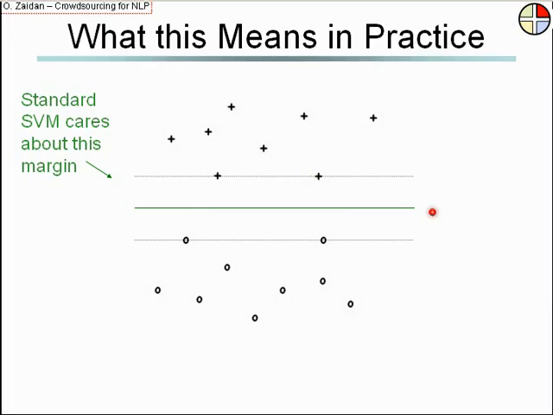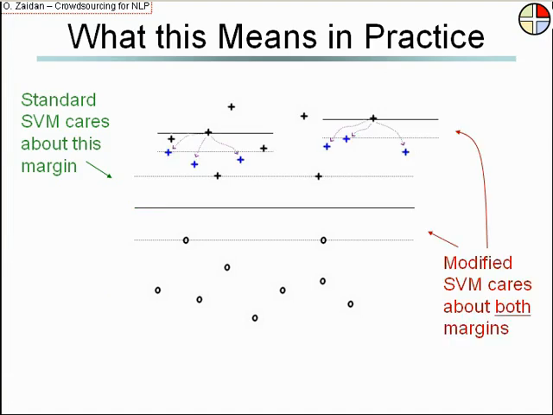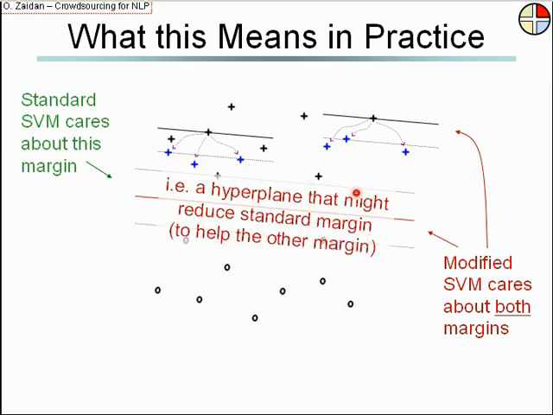Now, what this means in practice is that the standard SVM cares about the standard margin right here. It chooses the hyperplane that has maximum separation between the two sets of training examples. On the other hand, the modified SVM cares about two margins, the standard one as well as the margin between original examples and their contrasts. And so it is willing to sacrifice some of the original margin if that means that the other margin will be helped out even by a little bit. So it still cares about the standard one. It's not going to do anything too crazy, but it's willing to modify it a little bit if that helps this separation right here.